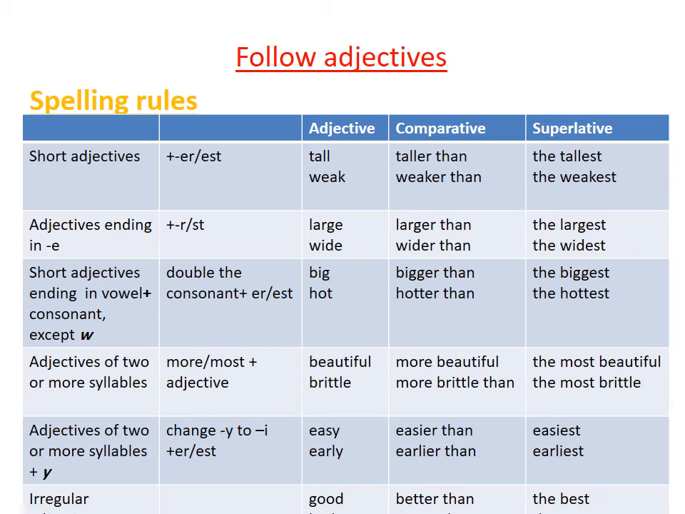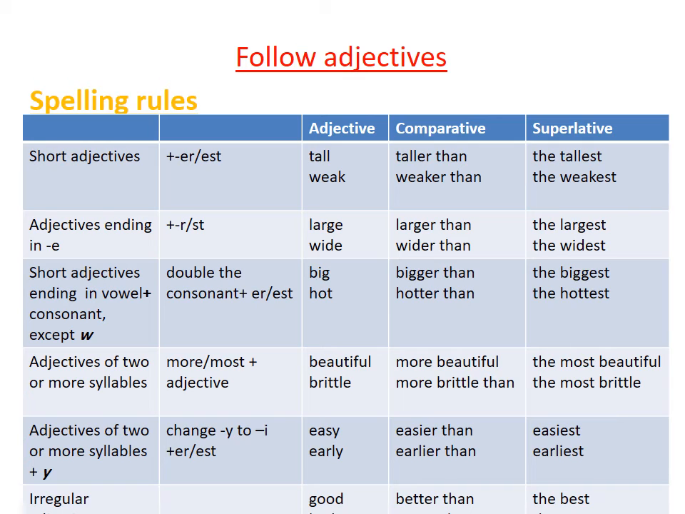Okay. So if the adjective ends with Y, we change Y to I, then we add ER in the comparative and EST in the superlative adjective. Easy: two syllables, and it ends with Y. Before I add ER, I will change Y to I, then add ER in the comparative: easier. The same idea in the superlative: before I add EST, I change Y to I, then add EST: easiest.